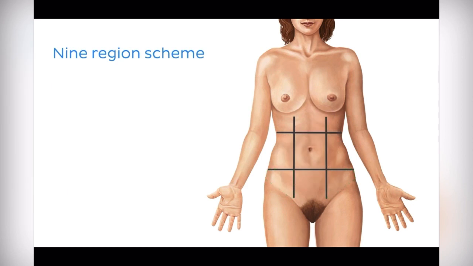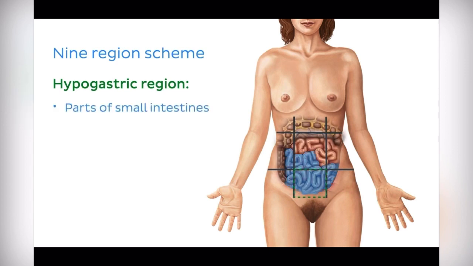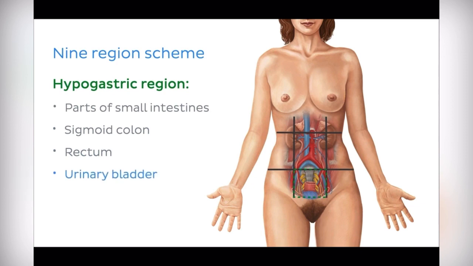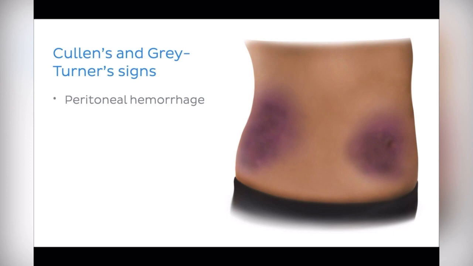Between the left and right inguinal region is the final region of the 9-region scheme, the hypogastric region. This region contains parts of the small intestine, sigmoid colon, rectum, and urinary bladder. Finally, we took a look at the Cullen's and Gray-Turner's signs, which indicate a peritoneal hemorrhage from trauma or intra-abdominal pathology, and discussed the clinical utility of dividing the abdomen into regions.